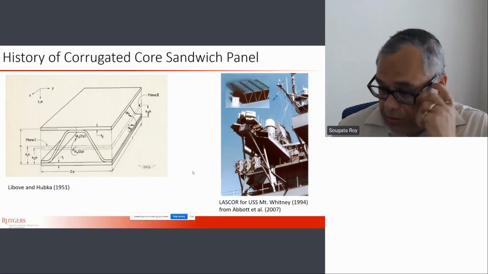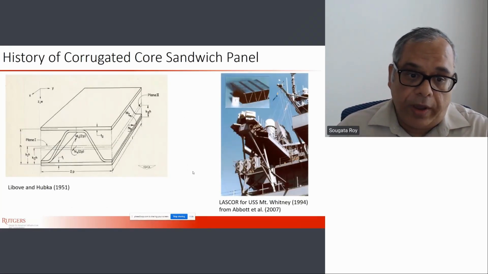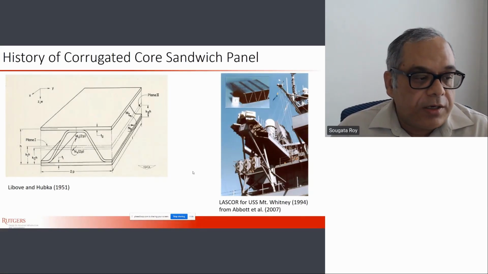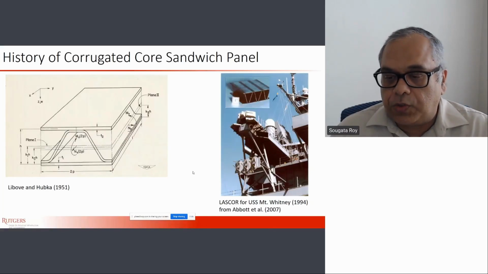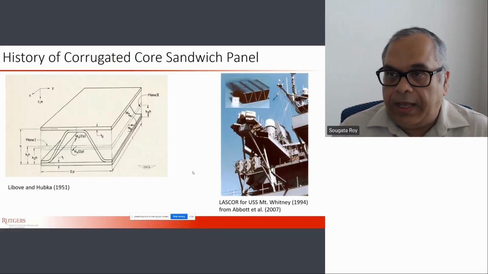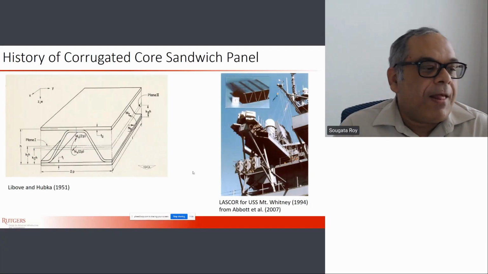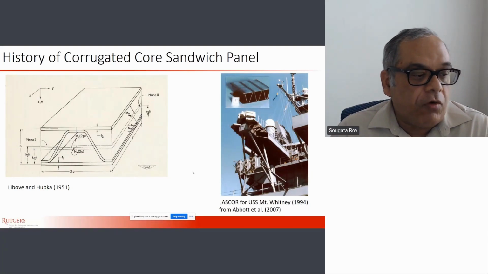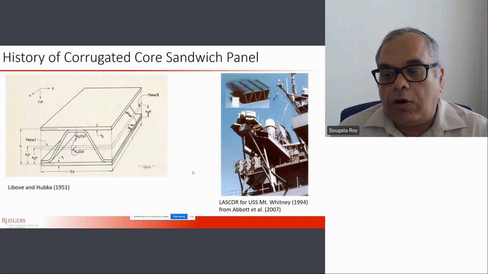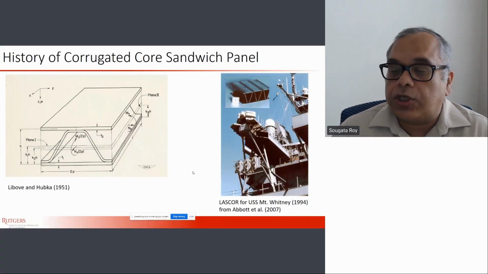But this is not easy. The problem with the corrugated core deck is slightly different. This core concept is great, and it is not new. In fact, the very first one we see was done at NASA. In those days, NASA was not called NASA, it used to be called NACA. And Leibov and Hupka in 1951 came up with this deck concept for space structures or shuttles.